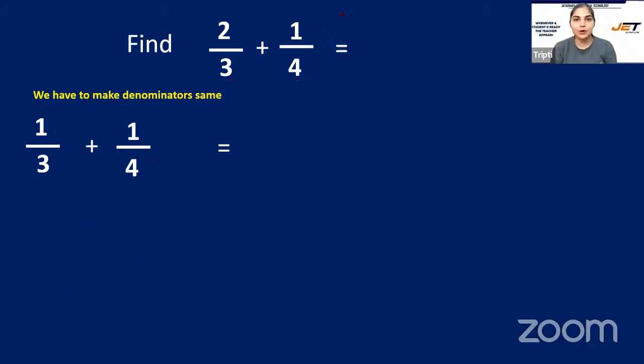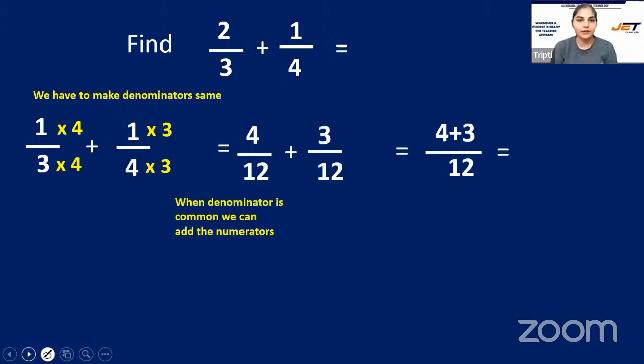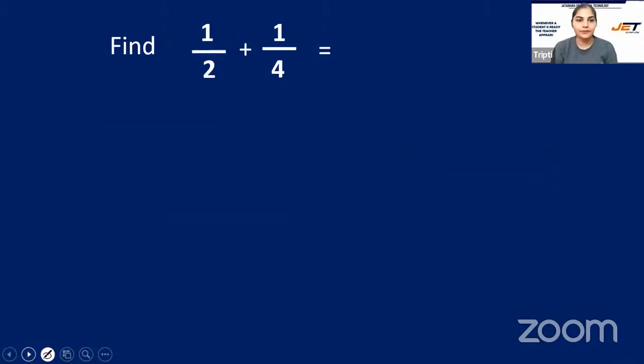I hope this is clear to all. Perfect. Let's go on to the next one. 1 by 2 plus 1 by 4. Again, the denominators are different. I want you to do this.